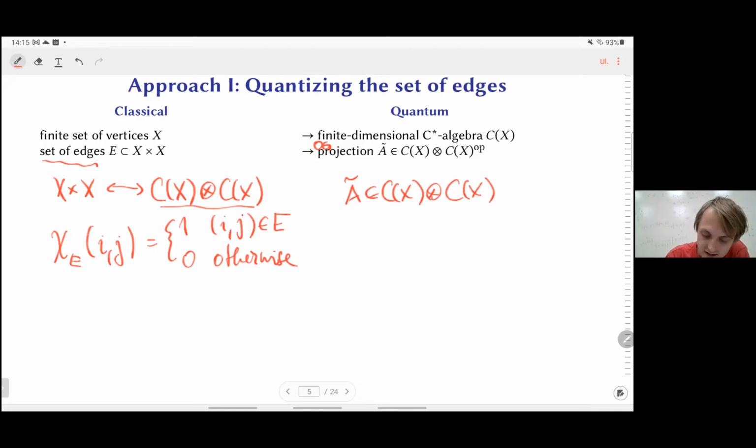And now you might notice that I wrote this op here. What turns out to be more convenient is that instead of taking such a tensor product, instead of taking the second factor to be this C-star algebra, I take the opposite algebra, which is one of those ambiguities you cannot distinguish in the classical case, because in the classical case those algebras are commutative. So you cannot say what is the algebra and what is the opposite algebra. And in the quantum case, it might matter. So here it might be important.